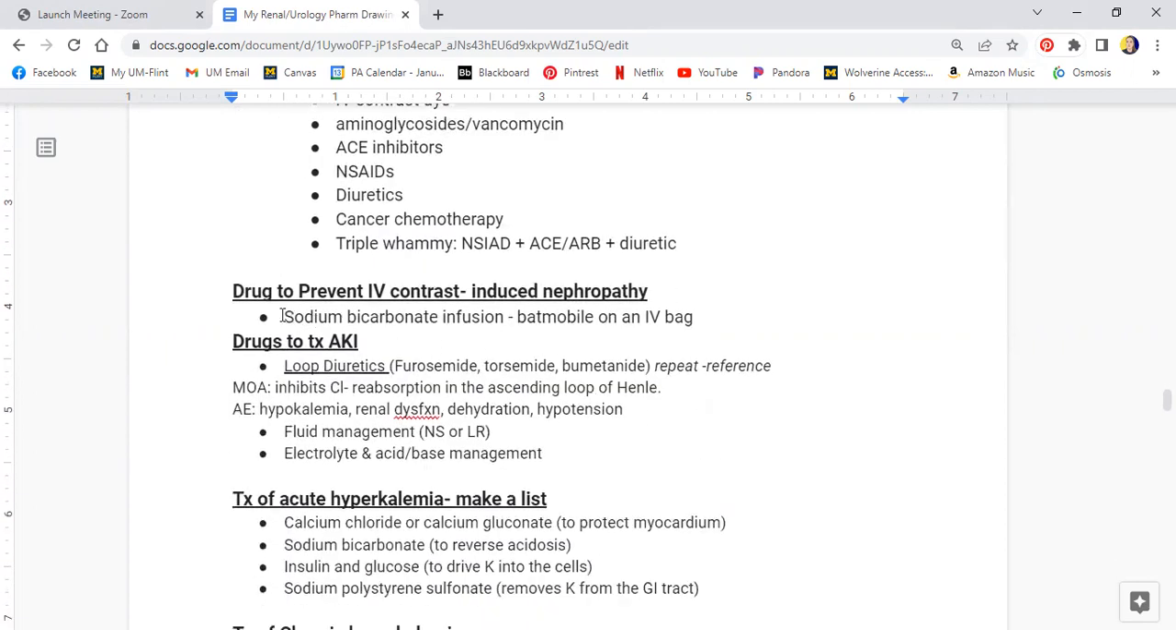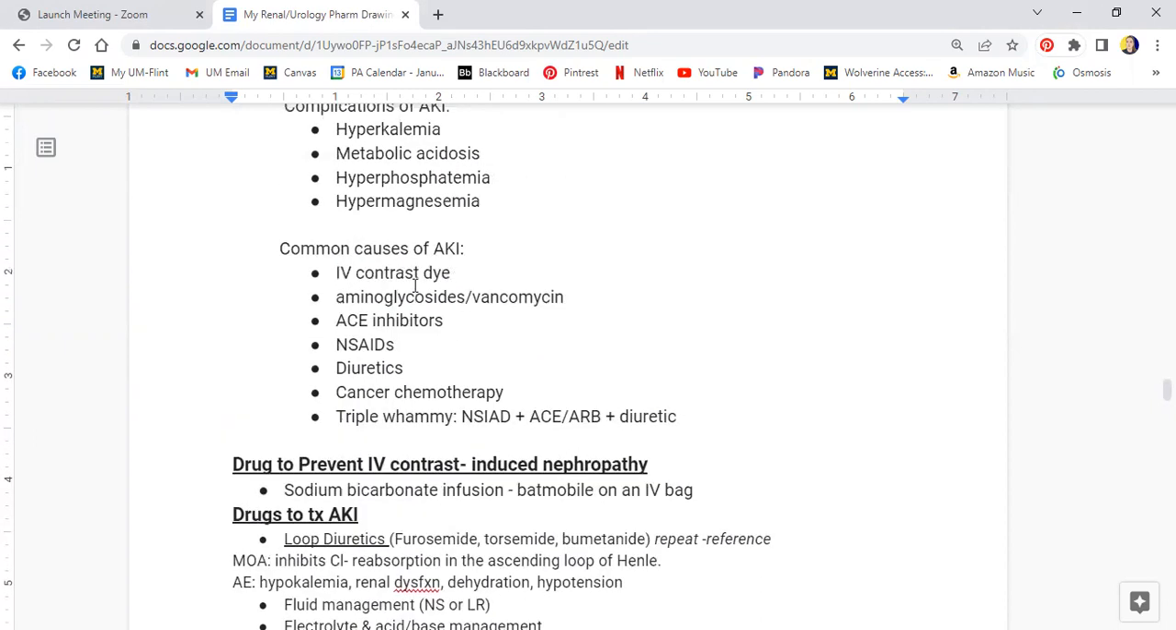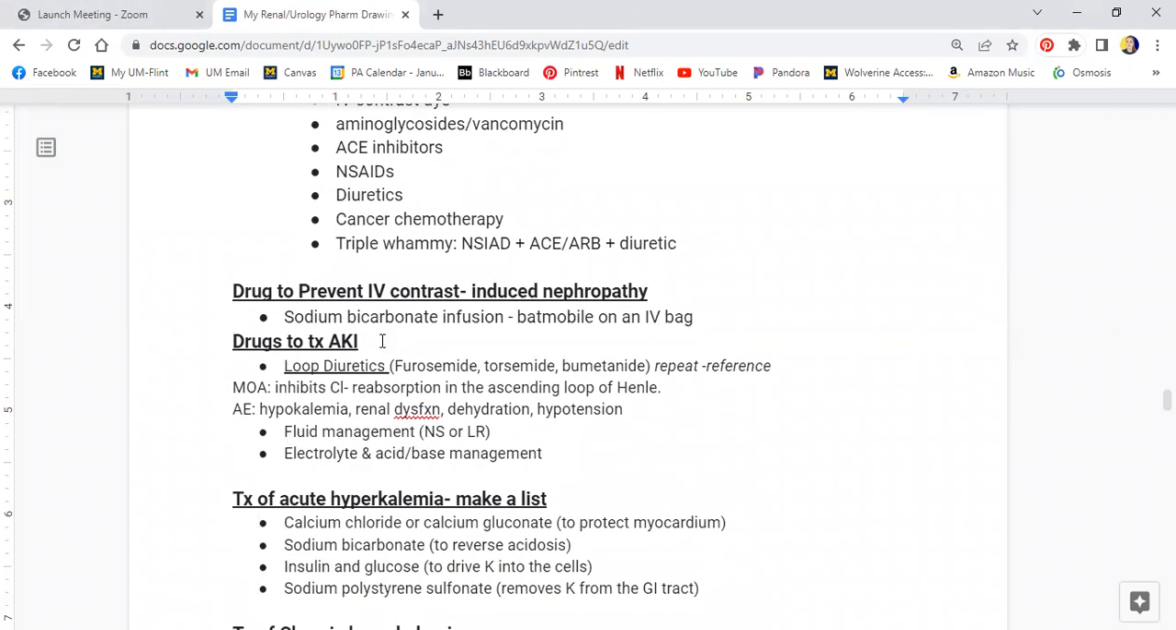So just a side note, a sodium bicarb infusion can help prevent that IV contrast cause of AKI. Sodium bicarb I showed in the GI module as the Batmobile, because sodium is abbreviated as Na. So when you think of the song, na na na na na na na Batman, yeah, it's a bicarb, like a bat car. And it's sodium.